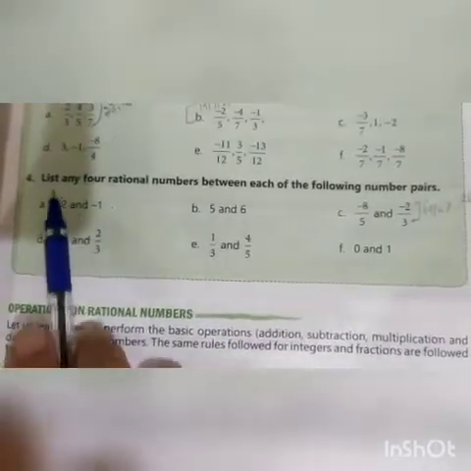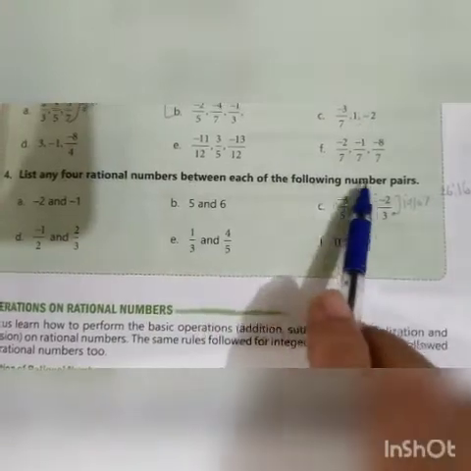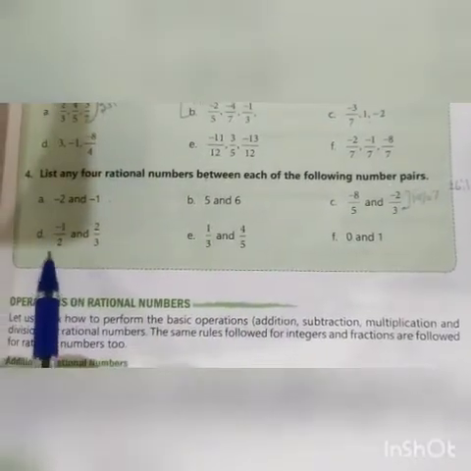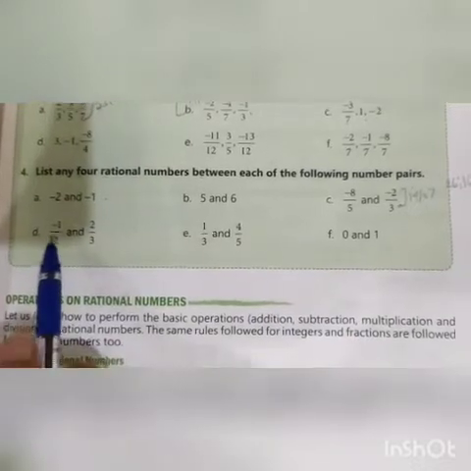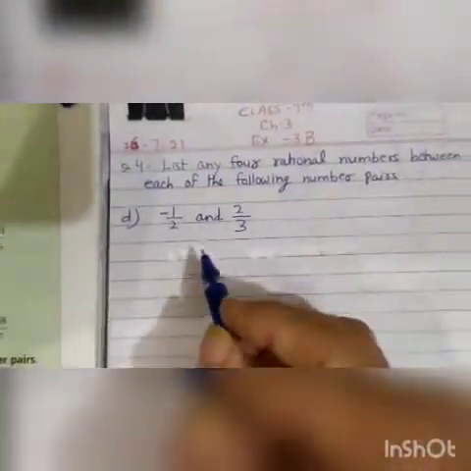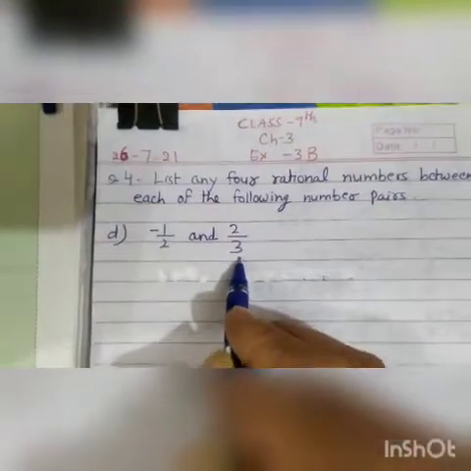What was the question? List any 4 rational numbers between each of the following number pairs. The given rational number pair is minus 1 upon 2 and 2 upon 3.